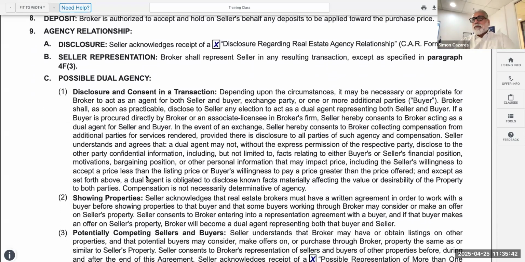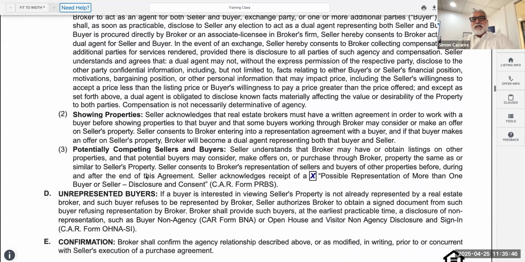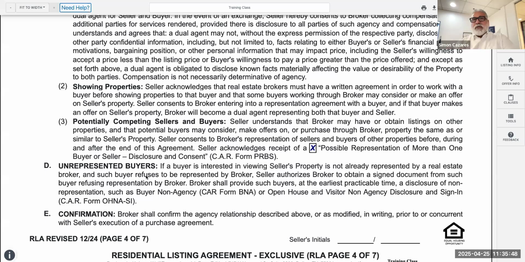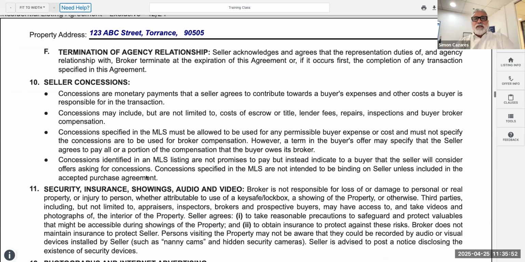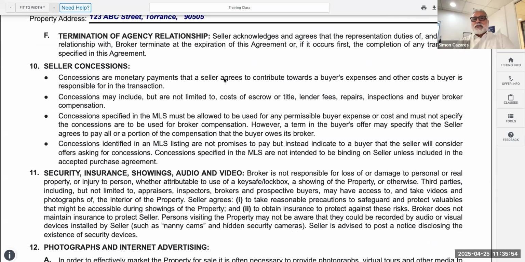Agency relationship is pretty self-explanatory as part of the process. You have to have an agency agreement when working with anyone. In talking real estate, you have to provide the agency agreement. Termination of agency relationship: seller acknowledges and agrees that the representation duties of any agency relationship with the broker terminate at the expiration of the agreement.